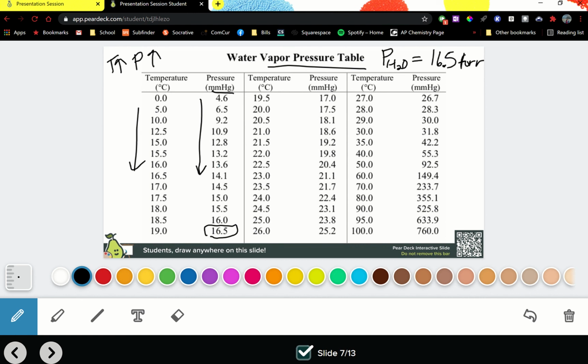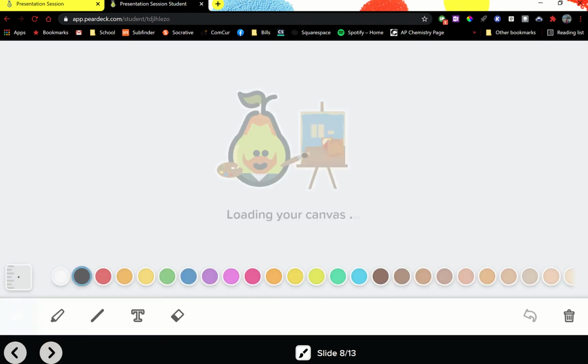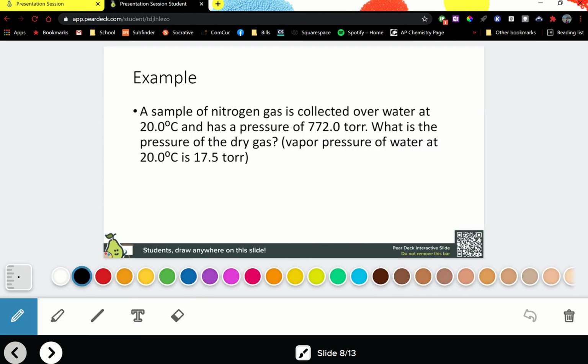And you can see if we got to 100 degrees Celsius, we're talking about the boiling point of water at that point, it's going to be 760. It's going to create basically an atmosphere pressure. All of it's going to evaporate at that point. All right, so let's take a look at an example of this one.